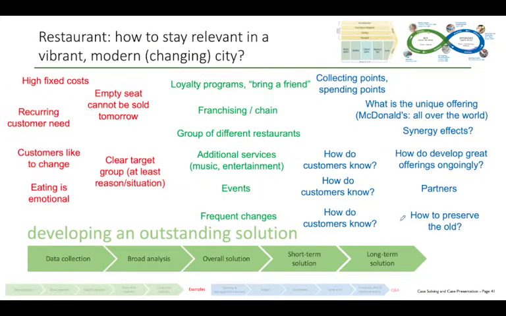The second example would be a restaurant. And here the specific question is, it is in a vibrant, modern, fast-changing city. So it also must stay relevant in this vibrant environment. So the data collection, again, the data collection and broad analysis might indicate high fixed costs. The positive thing is that the customers, they need to eat like 3 times a day.